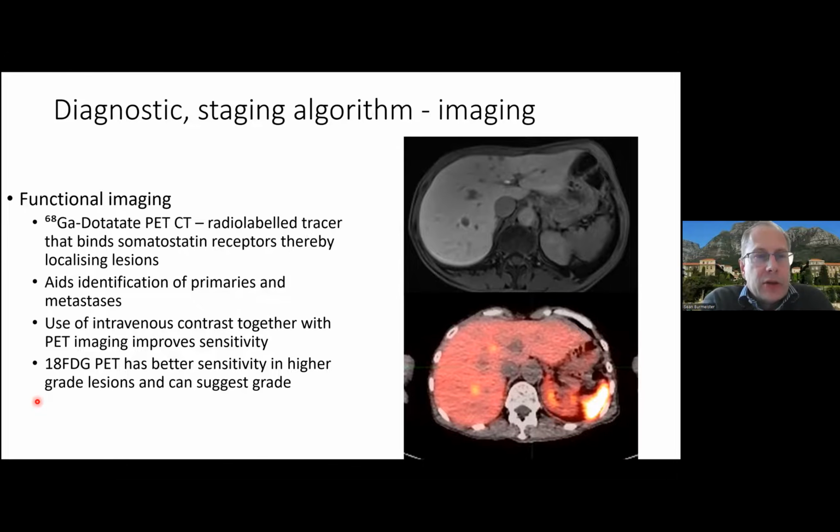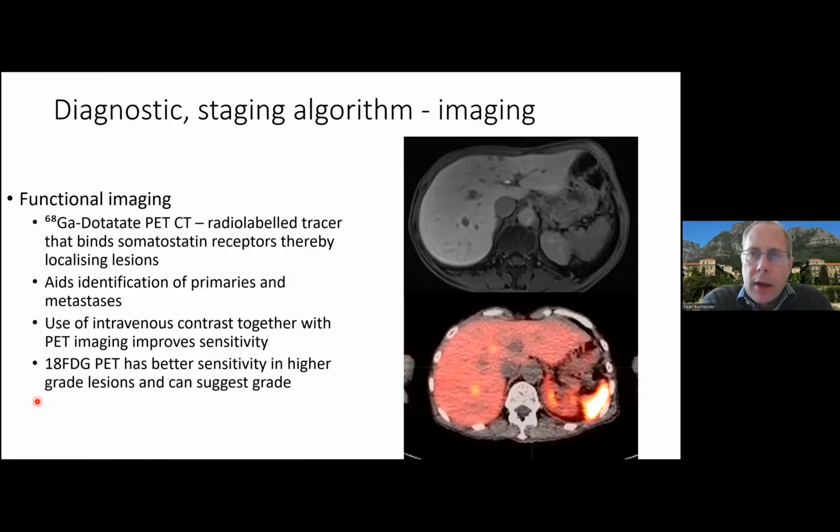Okay, when we turn to the functional imaging, this is usually a 68 gallium DOTATATE or DOTATOC PET CT. Radio-labeled tracers are given that bind the somatostatin receptors, and that's how the lesions are localized. It aids identification of both the primaries and metastatic disease. But quite often we know where the primary is, and the main role here is to identify metastatic disease, and in particular whether there is extrahepatic metastatic disease, because that generally would change the management options and the prognosis.